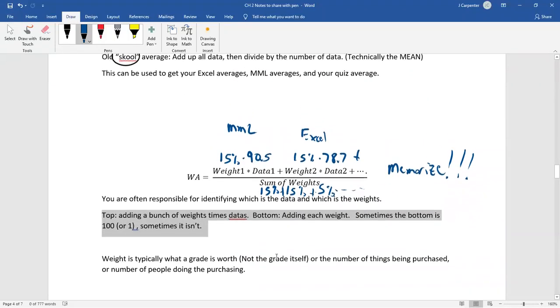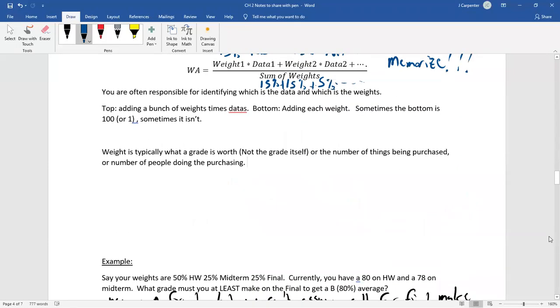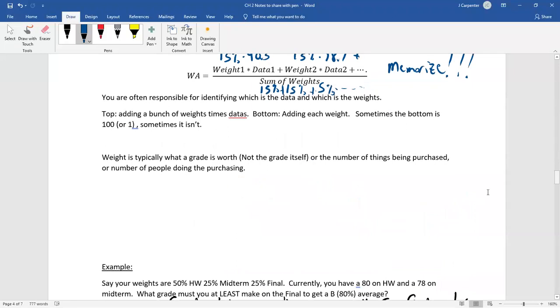And one last sentence before getting into the example down here. Oh, and I left all that stuff. I'll have to erase some things so I don't just show you all the math at once. But when we're talking about grades, your weight is typically what a grade is worth, not the grade itself. Again, the grade itself is what you earn. What the grade is worth is me saying it's 15%, it's 5%, it's 20%. When you're talking about items being purchased, it tends to be the number of things purchased because the more you buy, the more weight that category will have.